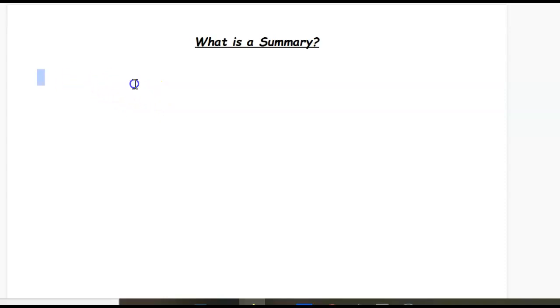Hey, fourth graders, this is our first big writing that we're going to learn about. A summary is also one of the most important things we can learn how to write. You've been using a summary all your life.